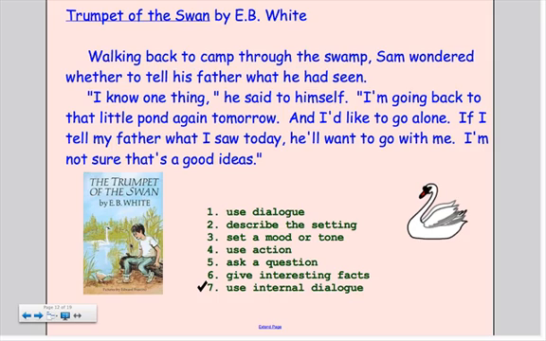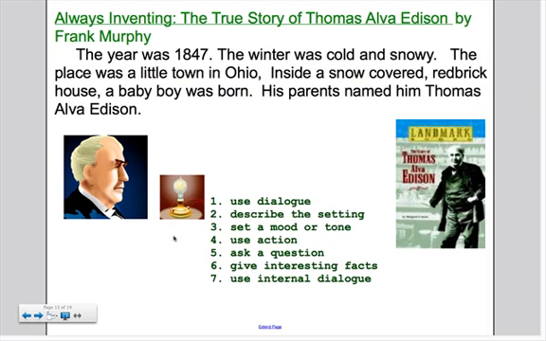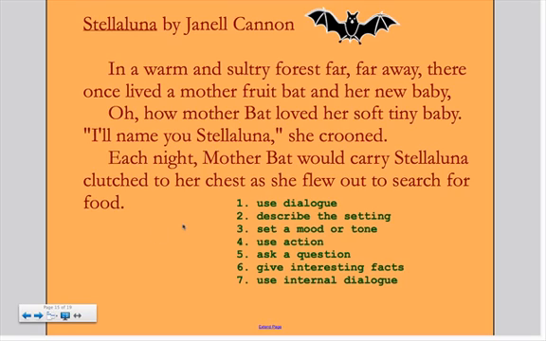Again, he was talking to himself, so that is heavily using internal dialogue. They did describe the setting because it was a swamp, but not in vivid detail. But you could have said that too. Again, unpause the video when you're done. This one had a lot, but mostly giving interesting facts. But they did say the setting, the time, and it did sort of set the mood when they gave that setting. Again, pause the video when you are done.